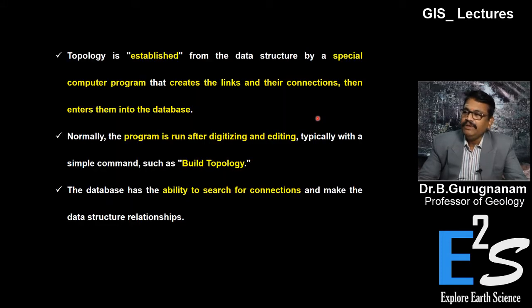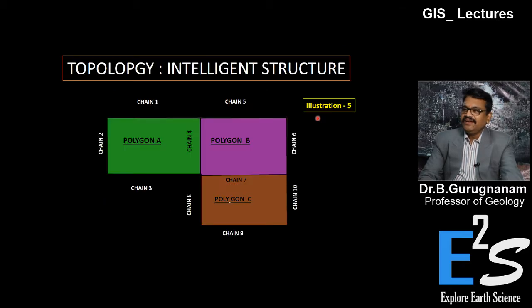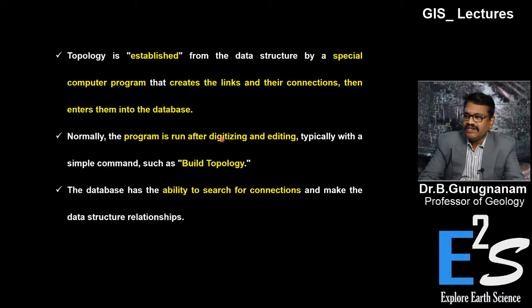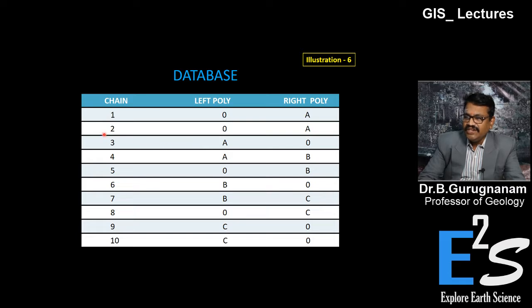And in connection B, and in polygon P, this is connection A and B of chain A. On the left side is nothing, and the right side is the polygon. That's what it is giving. In chain 2, left poly is 0, right poly is A, and in chain 3, left poly is A, right poly is 0, and in chain 4, left poly is A and B.